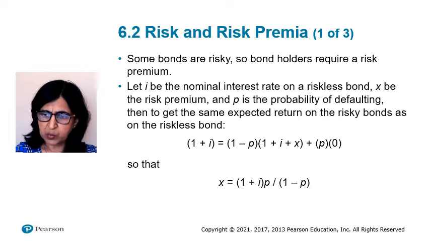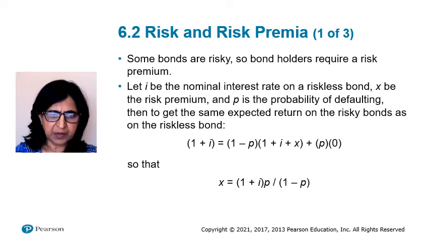With probability 1 - p, there is no default and the bond will pay 1 + i + x. With probability p, there is default and the bond will pay nothing. So reorganizing gives x = (1 + i) p / (1 - p).